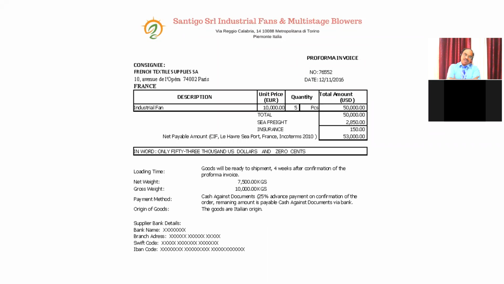You can see the price, how they quoted. The original cost is only 50,000 US dollars. Since it is coming under CIF, cost insurance freight, you can see sea freight charges are $2,850. Then insurance comes around 150. So they mentioned it as 53,000 US dollars. So in the pro forma, it shows that they are going to send with an Incoterm of 2010 using the concept called CIF up to the Le Havre seaport in France.